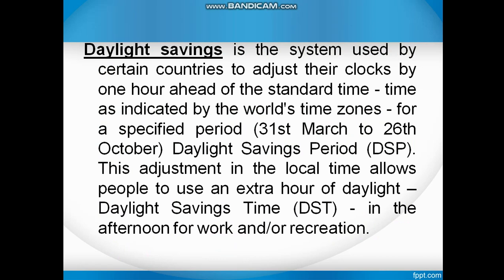Those countries in the northern hemisphere experience late afternoons and early mornings during the winter time. Because it's still bright in the afternoon, they set their time an hour ahead during this period, from March 31st to the 26th, so that they could work an extra hour. That's basically what daylight saving is.